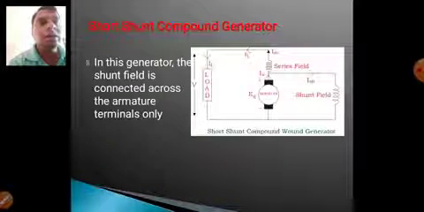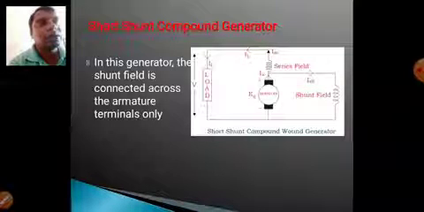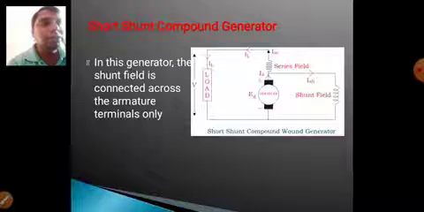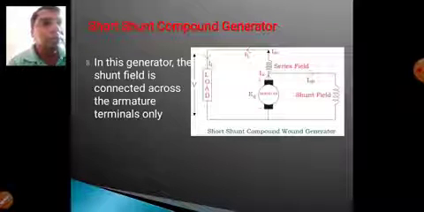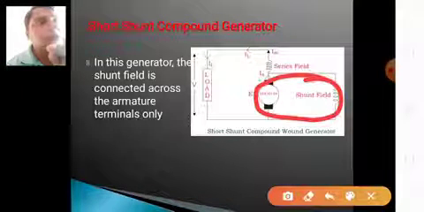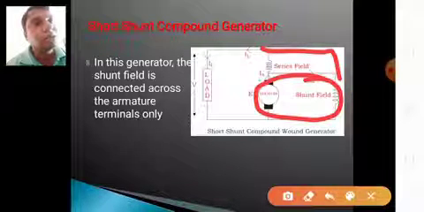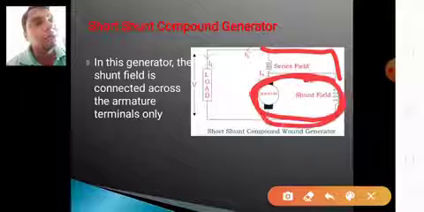Next, the power generated is P equal to Eg into IA, and the power delivered to the load is PL equal to V into IL. This is the long shunt DC generator. Now the short shunt DC generator. In the long shunt generator, the shunt field winding is connected across both the armature and the series field winding. In the short shunt generator, the shunt field winding is connected only across the armature winding.